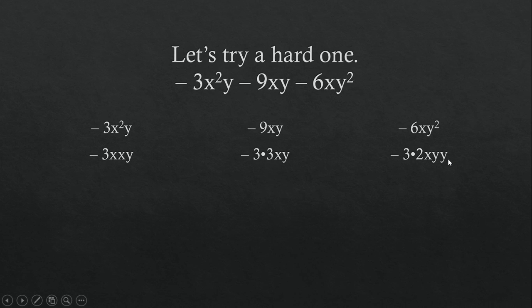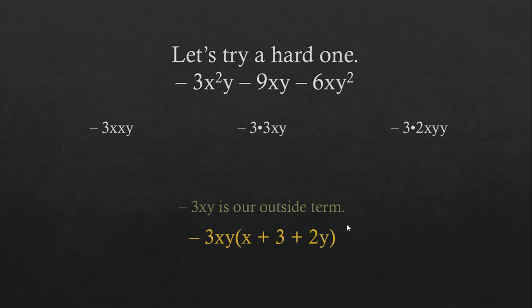What do they have in common? Well, it looks like all of them have a negative 3. All of them have at least one x. This one has 2, the others don't. This one has 2 y's, the others don't. So all we have in common is a negative 3, 1 x, and 1 y. So we can make that our outside term. When we do that, this is what we have when we divide them.